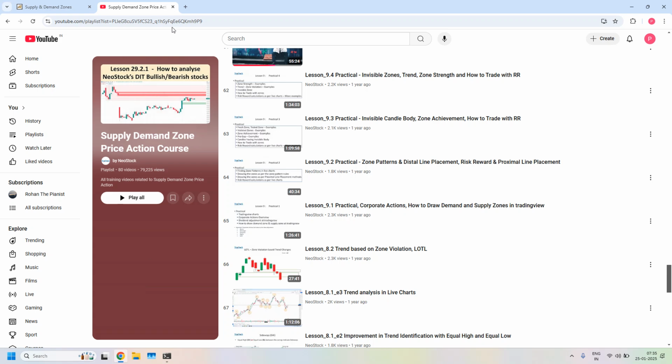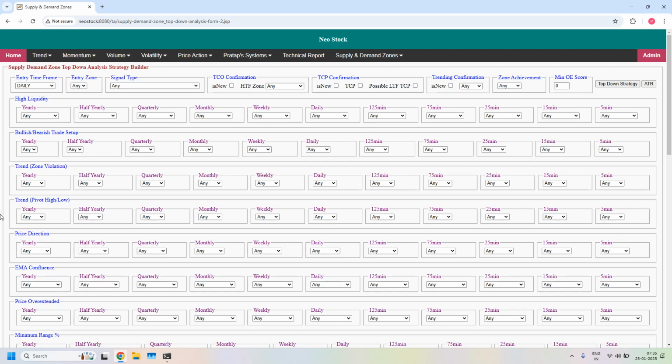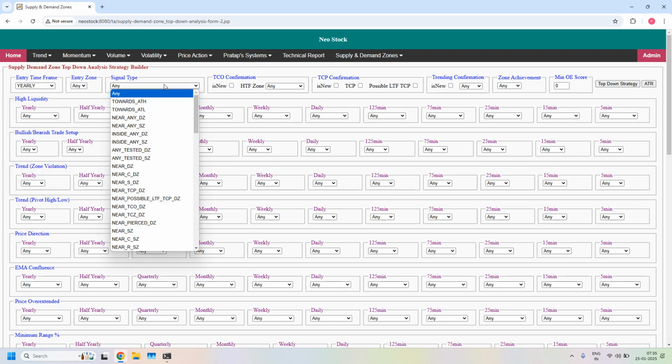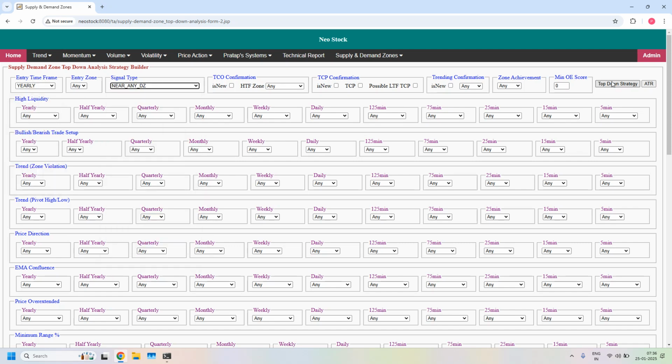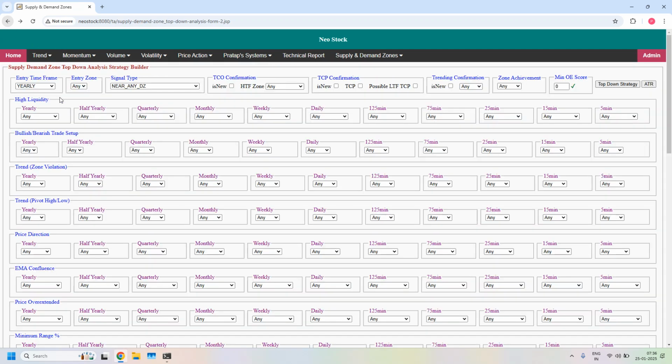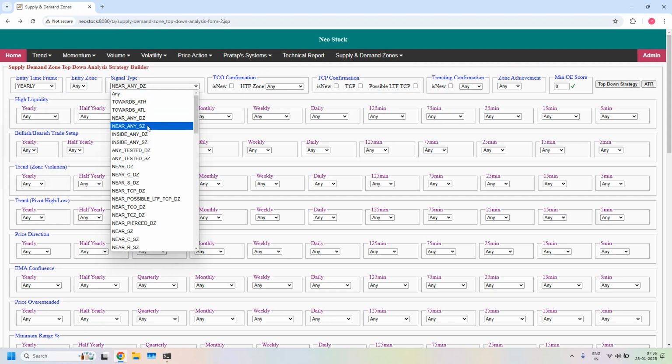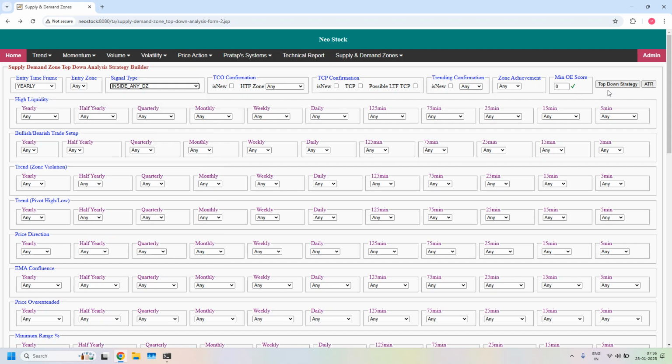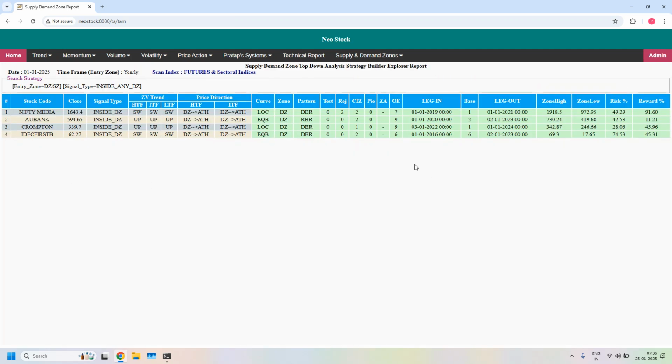Now let's get into the report generation. First, we will identify stocks near demand and supply zones or price closed inside the demand and supply zones for higher time frames. Starting with the yearly time frame, stocks near the yearly demand zone: no stocks are available near any demand zone. And yearly time frame, price closed inside the demand zone. 4 stocks are filtered.